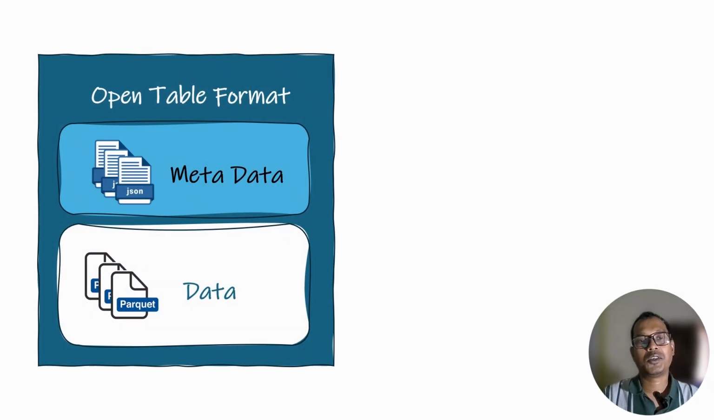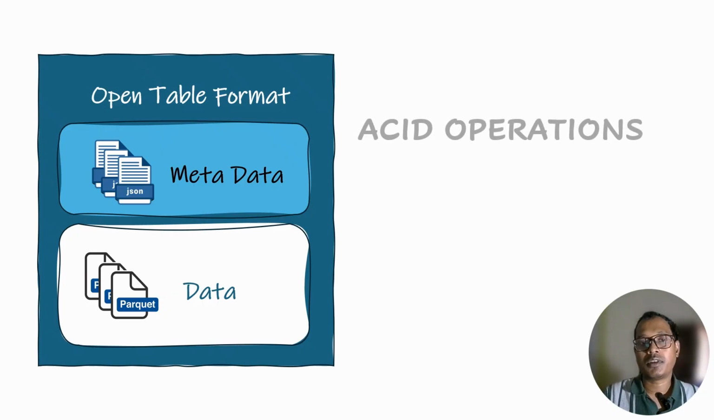When you store data in an open table format, it has two layers basically. One is the data layer, where it stores all your data in multiple parquet files. Parquet is a columnar data file format. Then it stores all the metadata of your data in separate JSON files, and it maintains the versions. So any write you do, it will maintain a version of your data. With this you can get the advantage of your data lakehouse solutions.